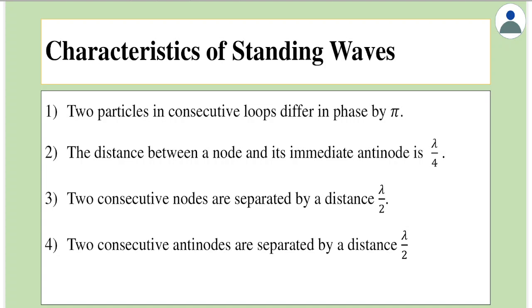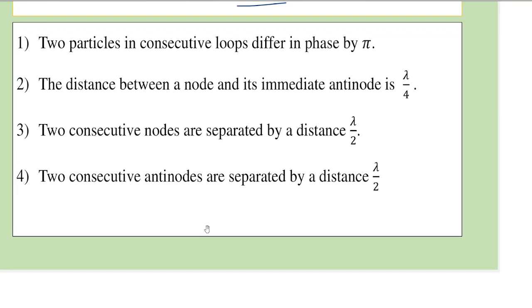Let us now look at the properties or characteristics of standing waves. Whatever is given here is just a recap of the earlier learned topics. Property 1 says two particles or any two particles in consecutive loops differ in phase by pi.